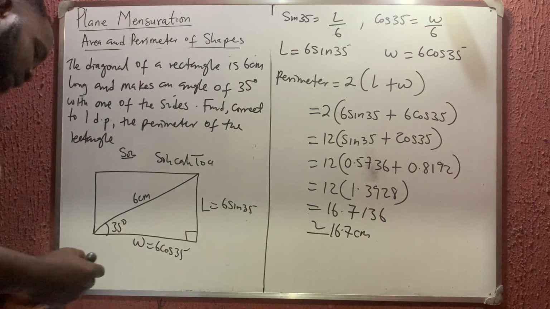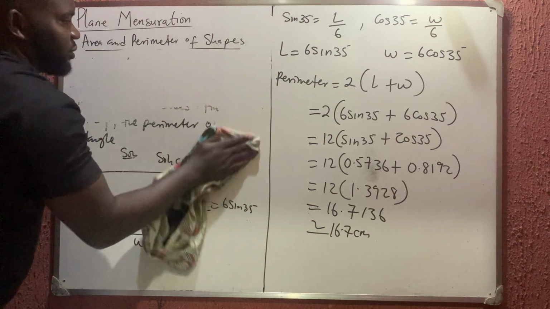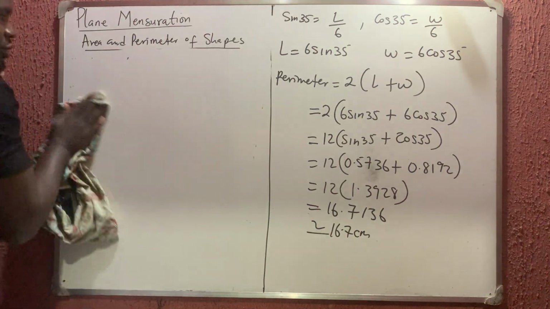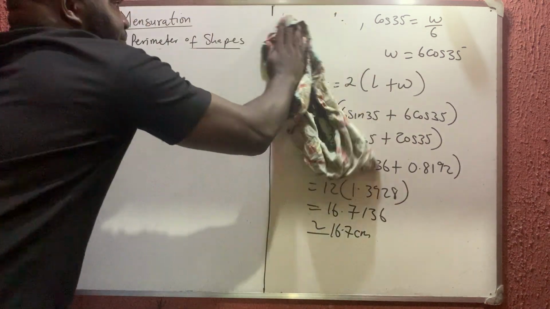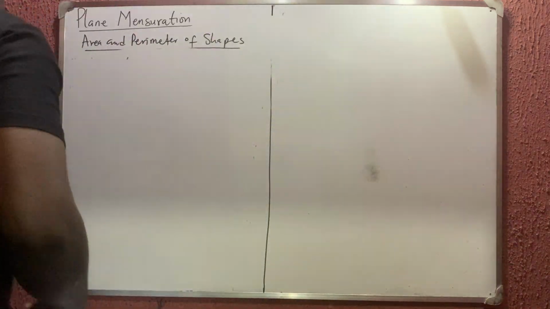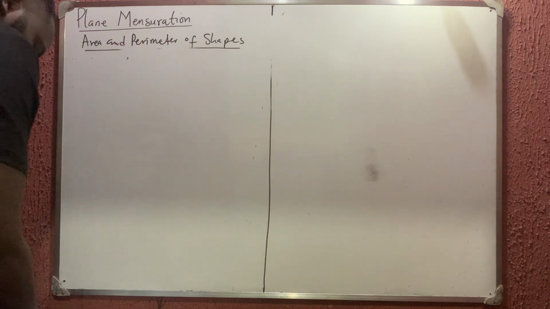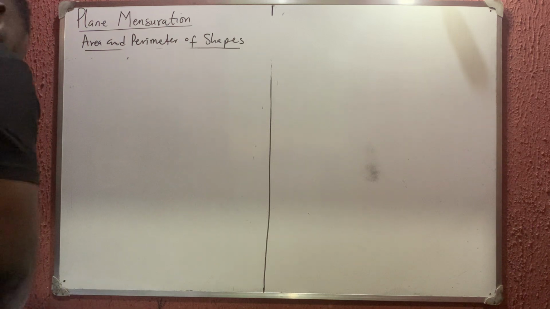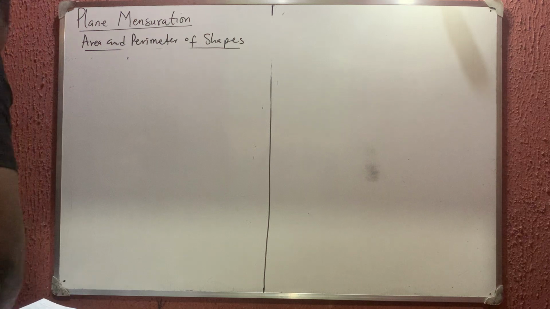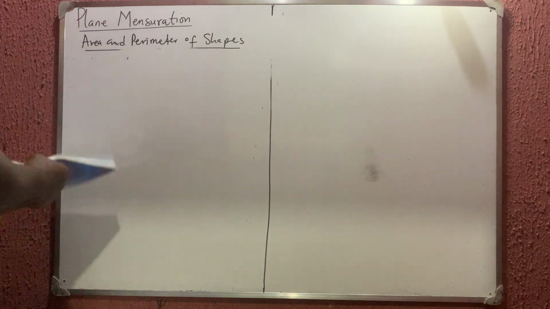Okay, so that is the perimeter of that. So we move to the next question. I hope you are getting it. It's not difficult mathematics. So let's go to the next question. We still have more questions to solve. So let's have this question.